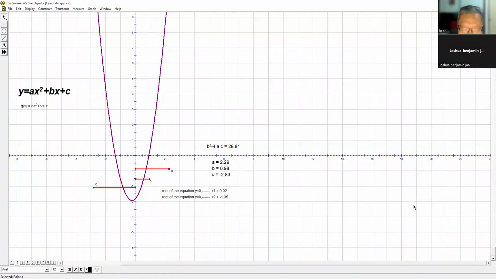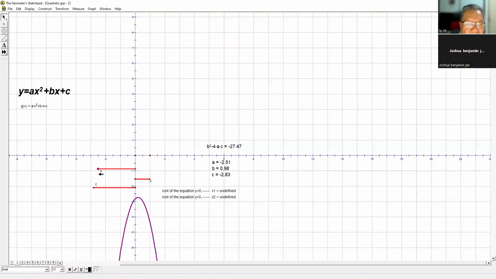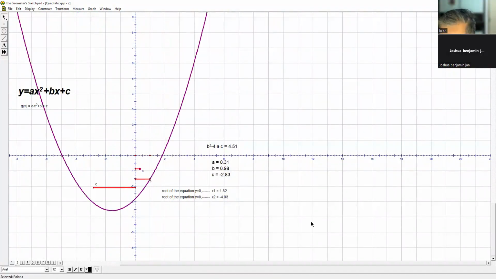A positive and the child positive. What can you tell if A is positive? This is A positive. This is A negative. If positive, it is a U shape. Negative is an N shape. Correct.